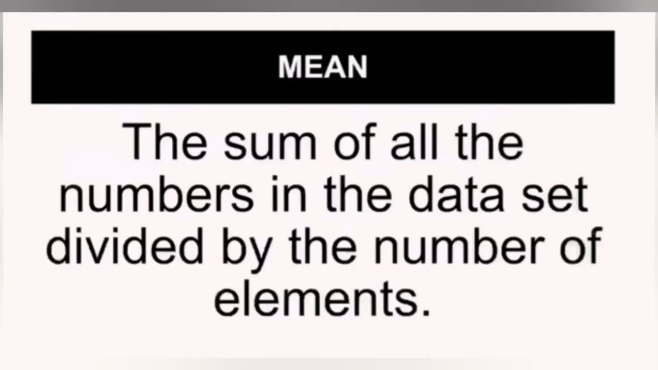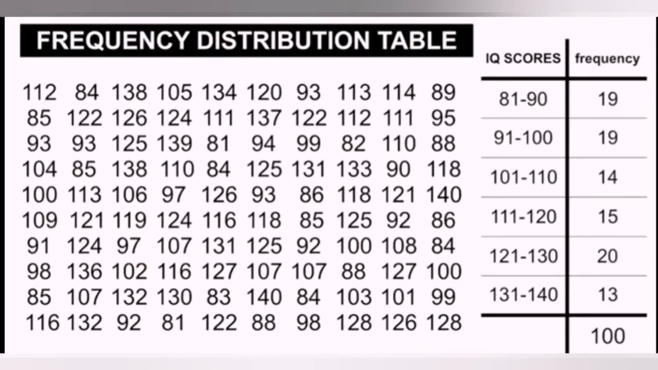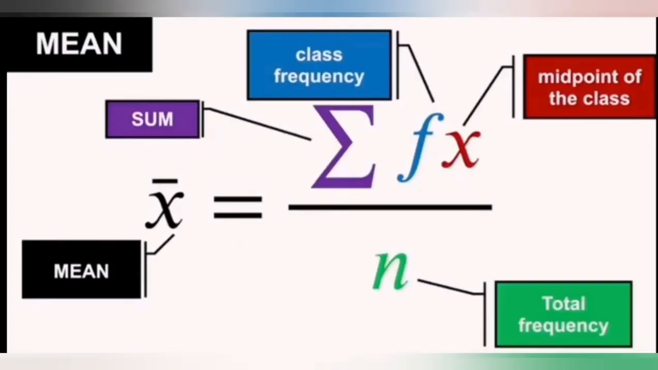The mean is the sum of all the numbers in the dataset divided by the number of elements. Here is an example of a frequency distribution table. This is the formula on how to calculate the mean.